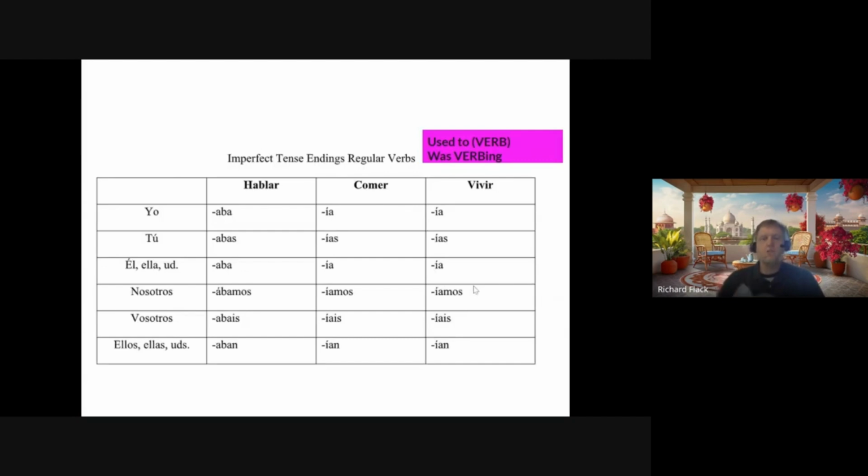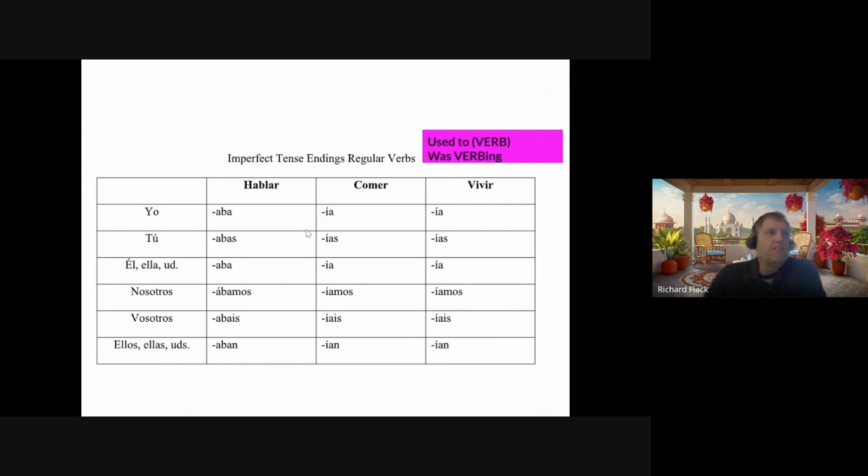All right, so on your first sheet of your packet, you have this exact same chart up at the top. I want you to add the part in pink. Pause the video, add the part in pink. The imperfect tense is equal to, in English, when we say used to verb: I used to go to my grandma's house. I used to travel to Mexico. Or was verbing: I was speaking. I was running. I was eating.